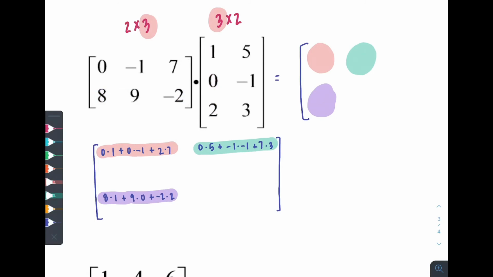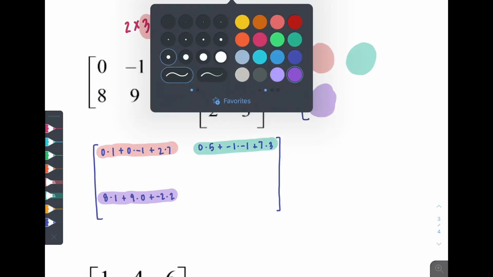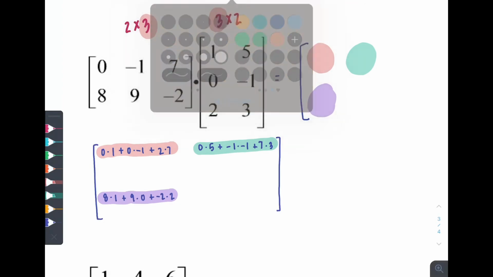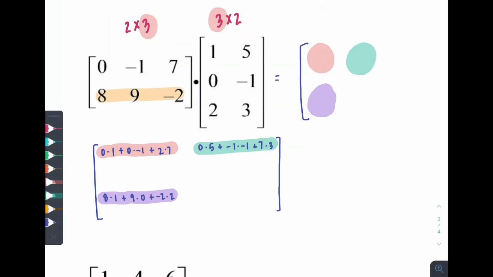Then finally, I'm going to do my second row times my second column, and that's going to go right here. So I'm going to have 8 times 5 plus 9 times -1 plus -2 times 3. I'm going to put our final answer in here, so I'm just going to do some math off to the side here.